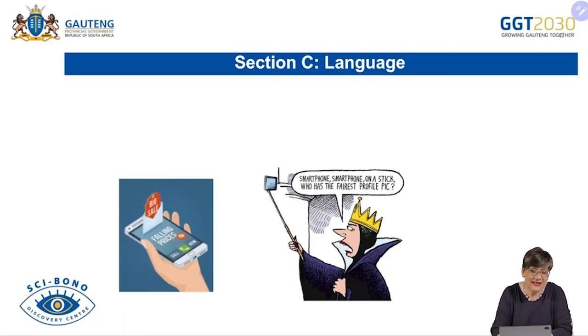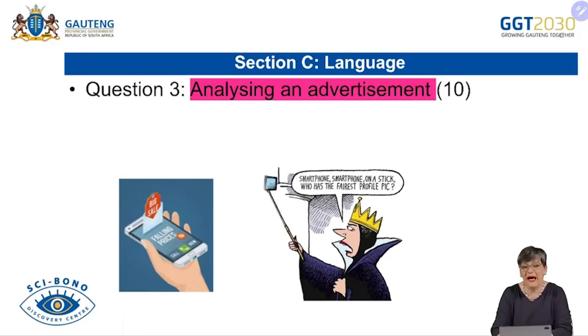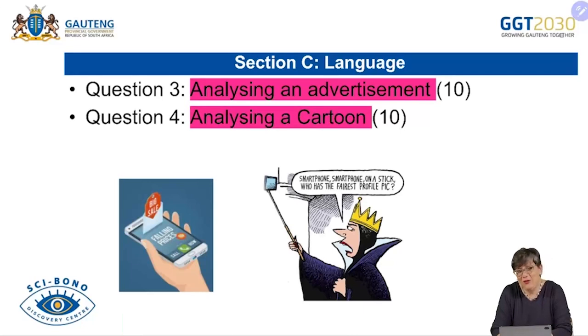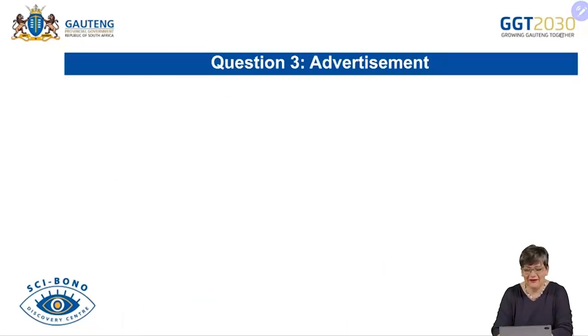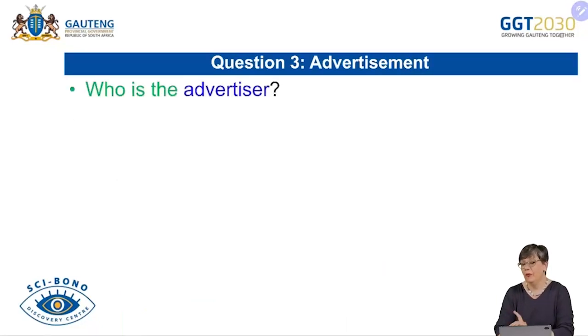That section C is the language section. And here, we obviously have an advertisement for 10 marks. And we have a cartoon for 10 marks. And we've got language for 20 marks. So let's start quickly with your advertisement. Now, with an advertisement, and you will be given an advertisement in black and white, the same questions are always asked.